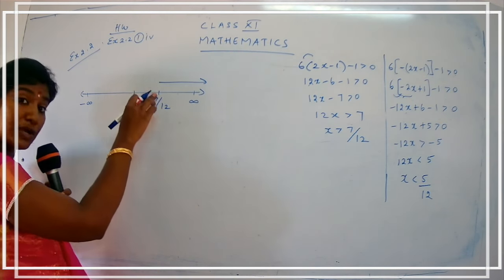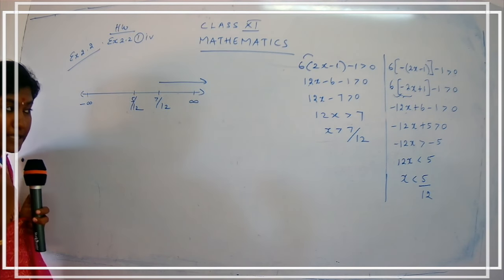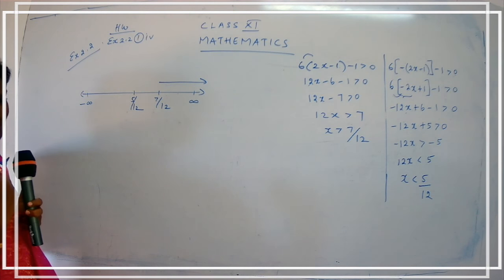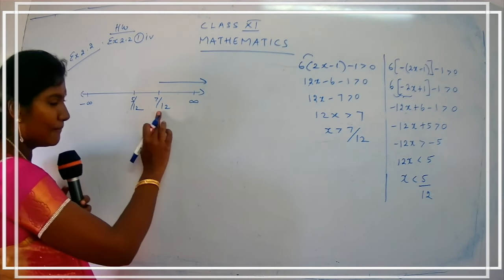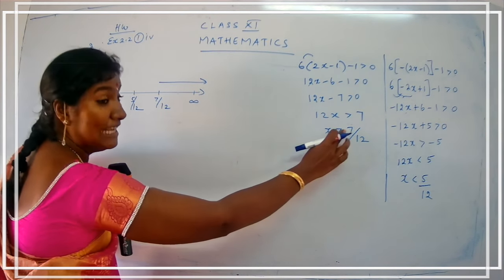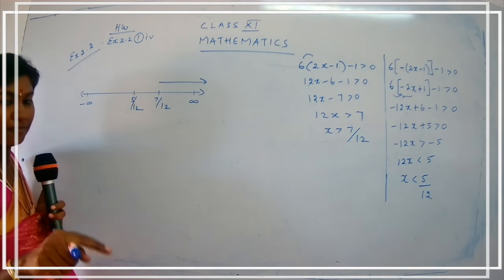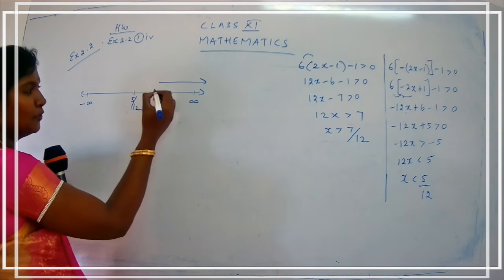Is 7 by 12 included? Can we consider 7 by 12? How many are saying yes? How many say no? All are raising your hand, I hope so. Good. Greater than 7 by 12 means here we are not having an equal to sign. When an equal to sign is not present, you are not going to consider the value 7 by 12. I'll just put an open bracket, children.